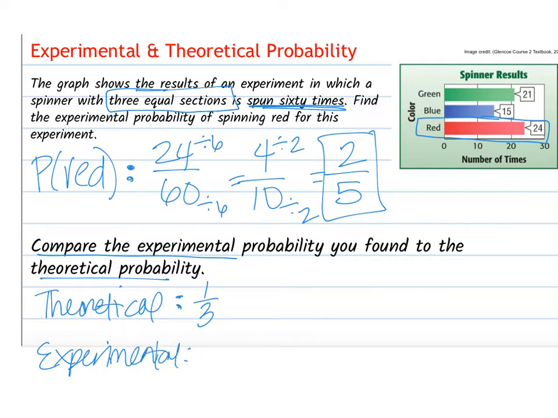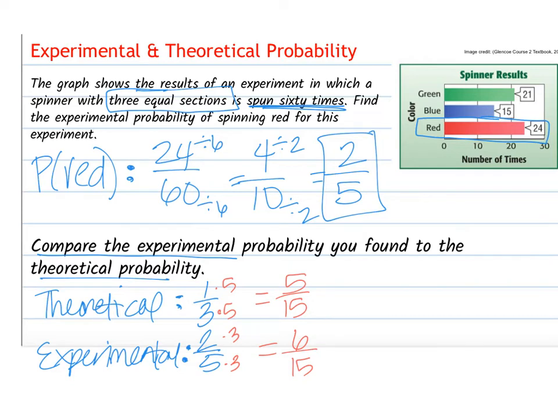experimental is 2/5. Well, I know 3 and 5 can both go into 15, so I'm going to change them so they have the same denominator, so then we can compare them a little bit better. So I can do 3 times 5 to get 15, and then times 3 down here to get 15, so this would be 5/15. This would be 6/15. So the probabilities are really, really close. But I can see that my experimental probability is higher than my theoretical probability. But again, they're really close.